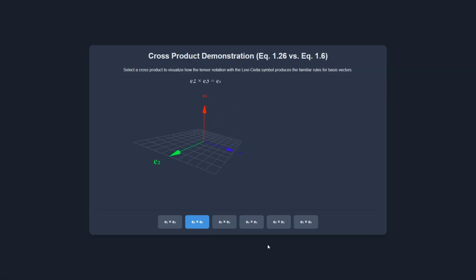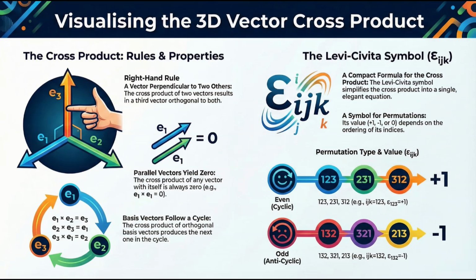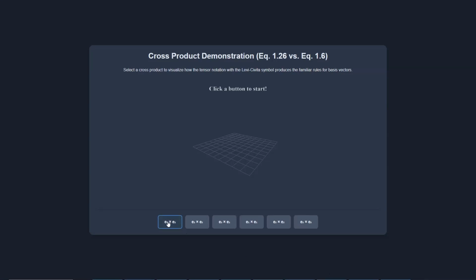No exceptions. So, the cross product connects that algebraic structure, defined by tensors, directly to predictable 3D geometric outcomes like perpendicularity and direction.